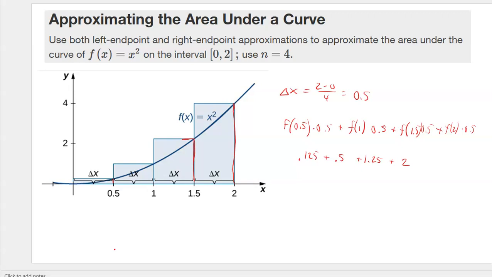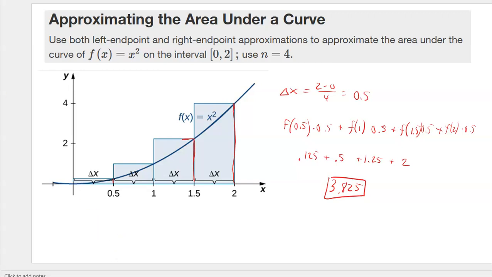Before you go and add them all up. So I have 3.25, 3.75, 3.875 when you add them all up.